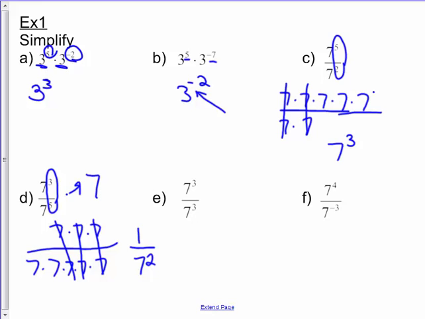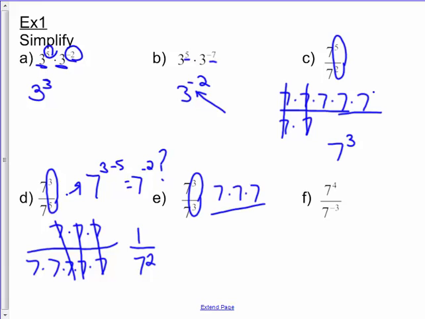Now, something I want to take a look at is, what was the thing that we could do in C? Subtract them. 5 minus 2 is 3. Well, 3 minus 5 is negative 2. So 7 to the negative 2nd really could be the same thing as 1 over 7 squared.